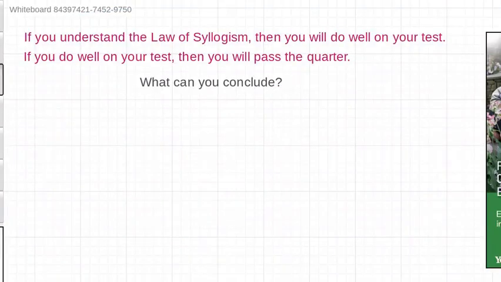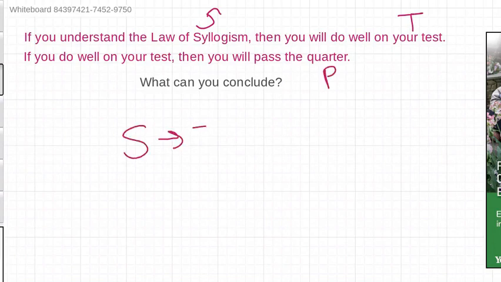If you understand the law of syllogism, then you will do well on your test. If you do well on your test, then you will pass the quarter. What can you conclude? Well, for law of syllogism, we will use S. For doing well on your test, we will use T. And for passing the quarter, we will use P.